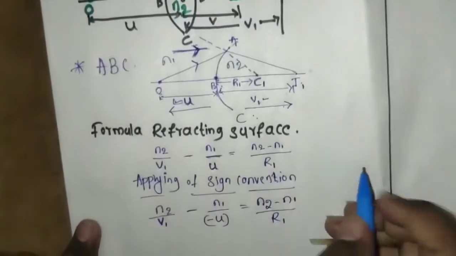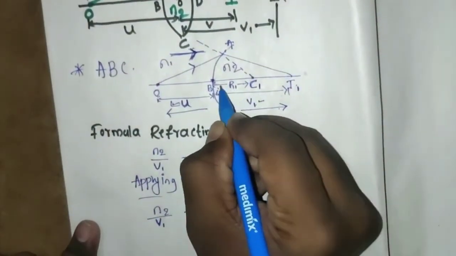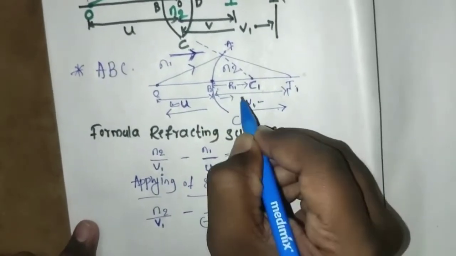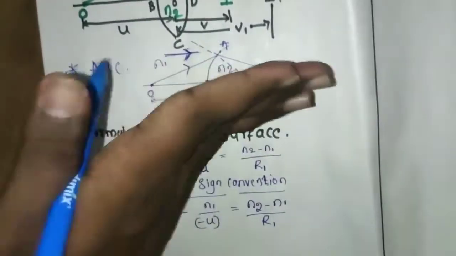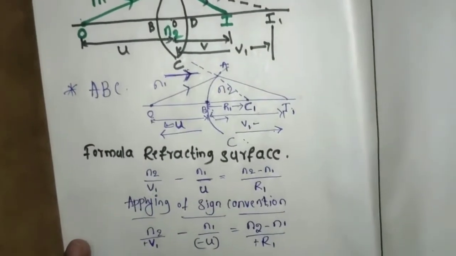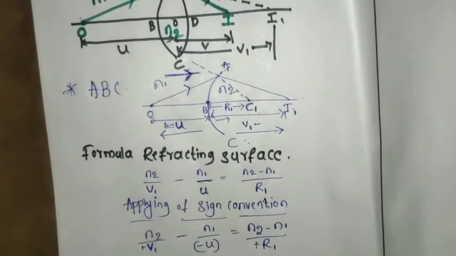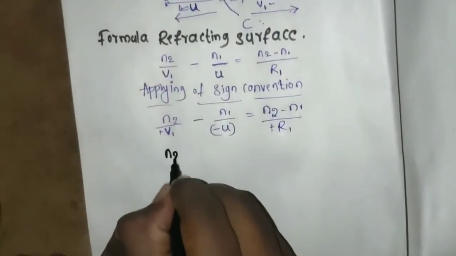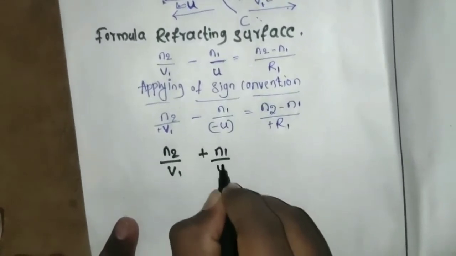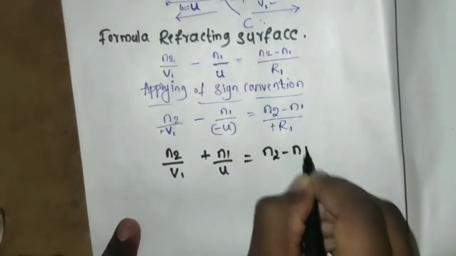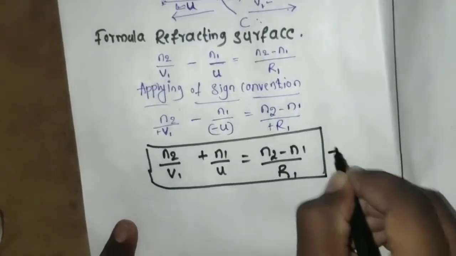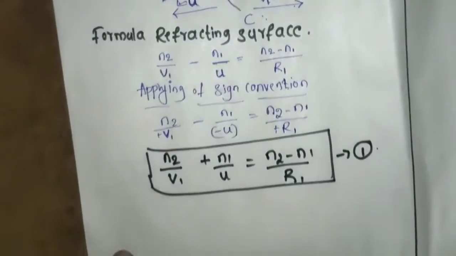So for radius of curvature, that is R1, it is in this direction, measuring from B to C1. This is the direction for radius of curvature and this is the incident ray direction. So both will be same. So write it as R1, positive only. It is also positive. The final equation is N2 by V1 plus N1 by u equals to N2 minus N1 divided by R1. This is the first equation, I will call it equation 1.